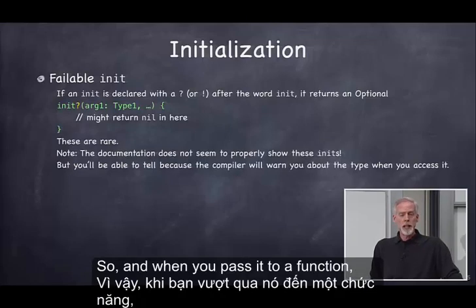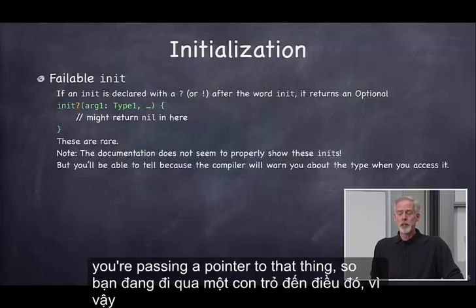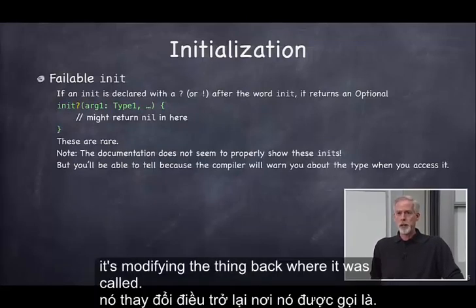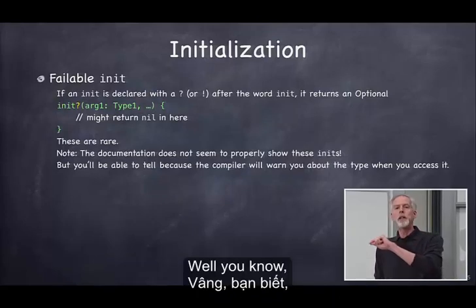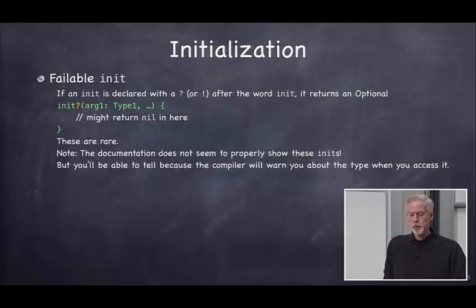And the documentation, last I checked, doesn't really show this very well. It doesn't put the question mark in there. I think it's just a documentation generation problem. It will say in the comment for the init that this can return nil if it fails, but it doesn't seem to put the question mark on there.